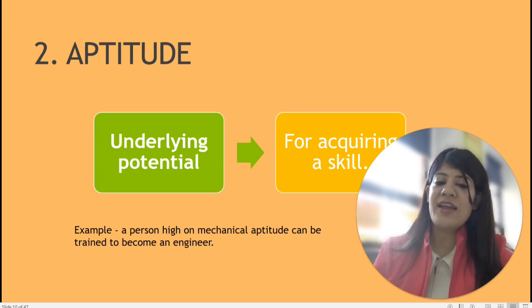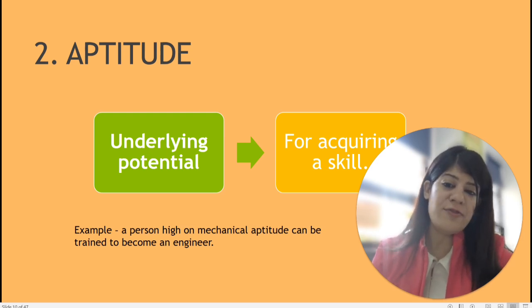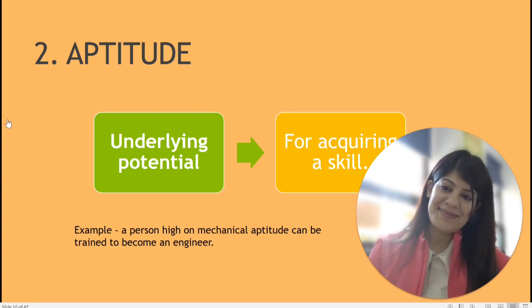For example, a person who is very high on mechanical aptitude can be trained to become a successful engineer. However, somebody who doesn't own that mechanical aptitude might not be able to acquire those skills very efficiently or effectively. That is aptitude, my friends.